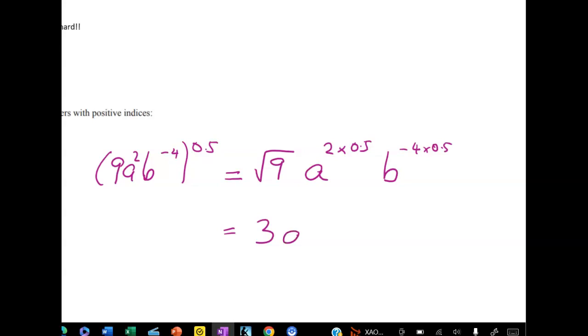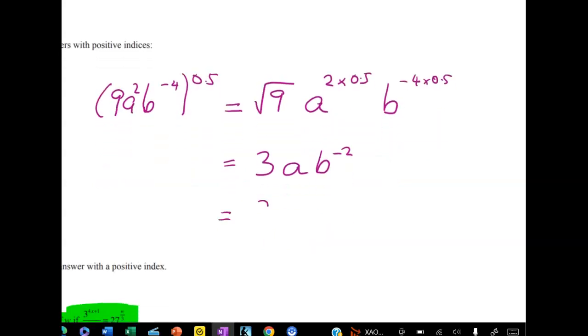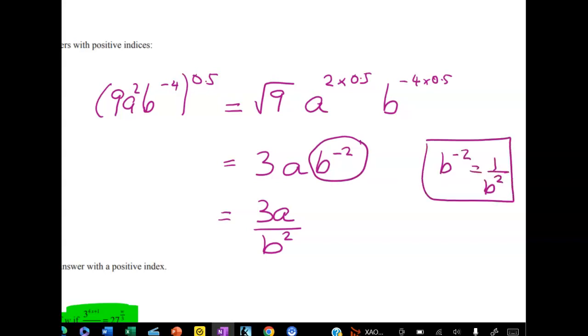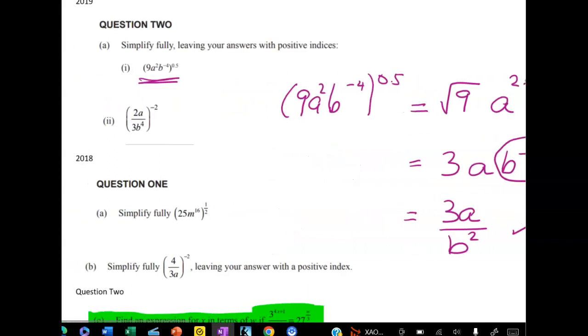So it's going to be 3a b to the negative 2, and we should write that with positive indices. So that will be 3a over b squared, right? Because b to the power of negative 2 is equal to 1 over b squared. If you're not confident with that, go and search up my video on working with negative powers. So that's that question done, and that's a little achieved question.